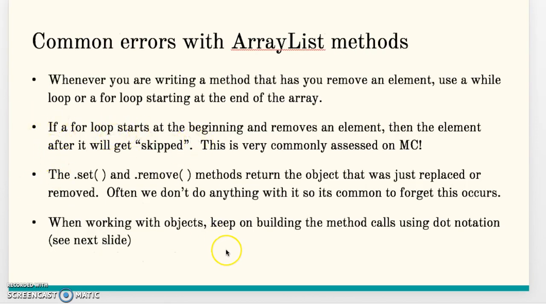Okay, so some common errors that we will see with array lists. First of all, when you're writing any kind of method that has you remove an element, you want to use a while loop or a for loop starting at the end of the array. The reason this is important is because when an element is removed, the size of the array changes, and as the size changes, that for loop counter is going to keep on going like nothing changed.